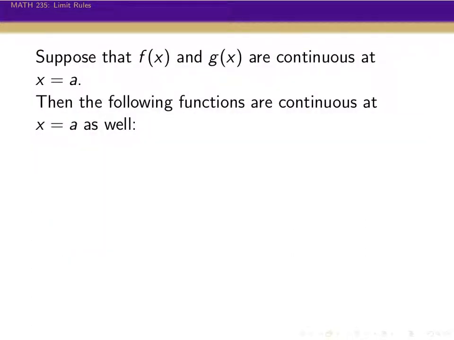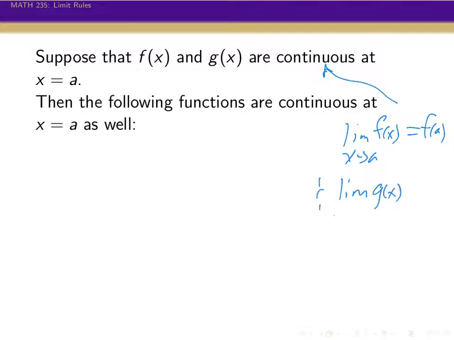Okay, so now let's suppose that we have two functions, f of x and g of x, that are both continuous at x equals a. So remember, continuous is saying that the limit as x goes to a of f of x is equal to f of a, and the limit as x goes to a of g of x is equal to g of a.